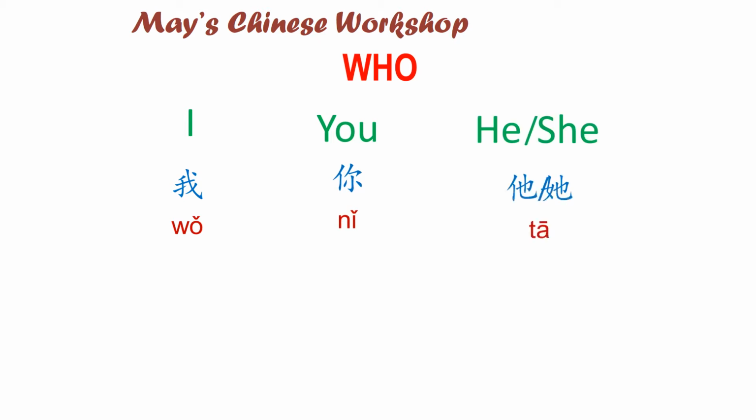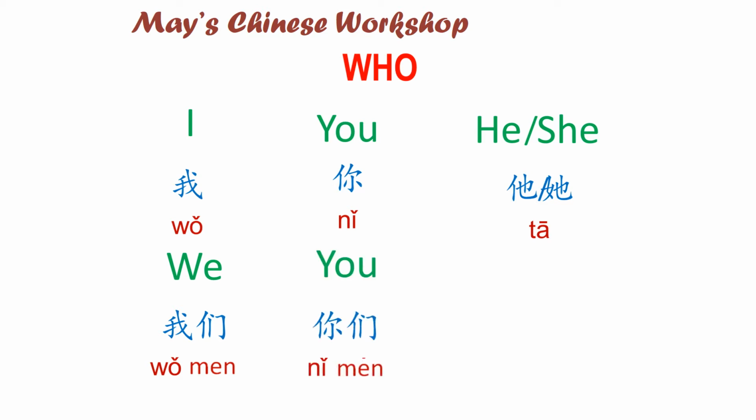In the who category, you have I, 我. You, 你. He or she, 他. For the plural, we have we, 我们. You, 你们. They, 他们.